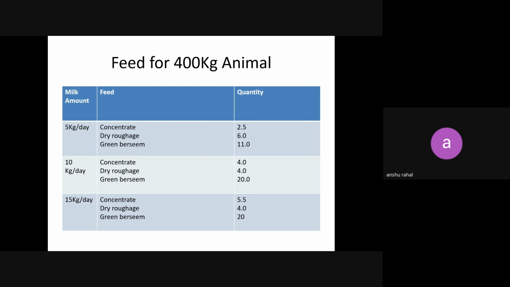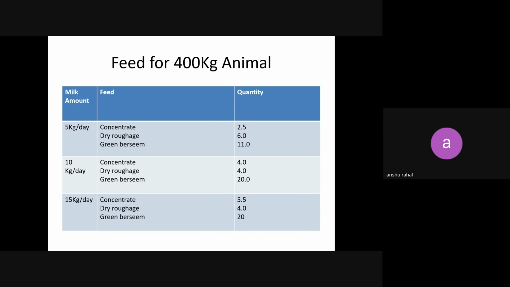And on an average, you can very well see that if the animal has 400 kg body weight, the average requirement of green roughage is about 1/10 of the body weight of the animal, and the requirement of dry fodder is about 1/100th of the body weight of the animal. Suppose the animal is 400 kg, then the average requirement of green fodder is about 40 kg, and the dry matter requirement is about 4 kg.